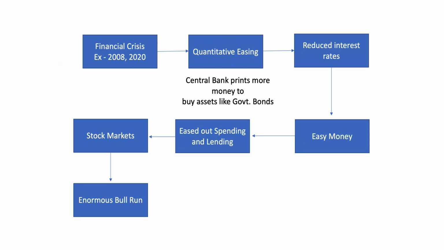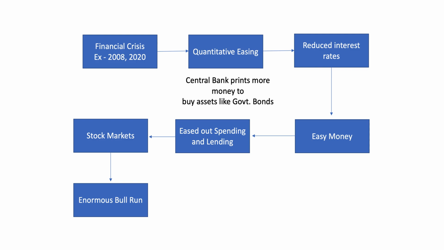Let's go through the flow of events and how things happen. Whenever there is a financial crisis, for example, the one we saw in 2008, the Lehman Brothers collapse, or the one we saw in 2020, the economic crisis due to the COVID-19 pandemic, the central bank, let's say the US Fed, prints more money to buy assets like government bonds.